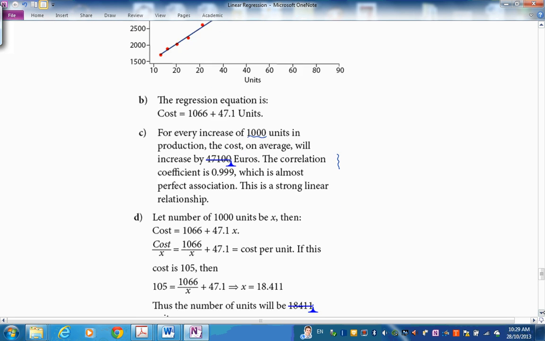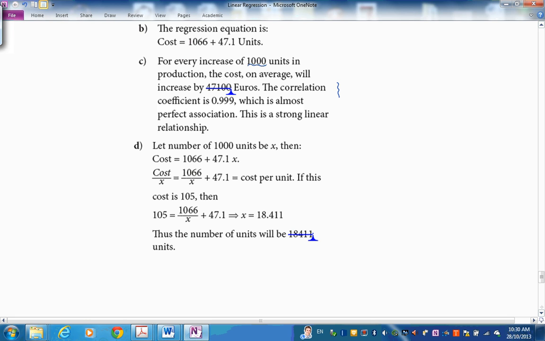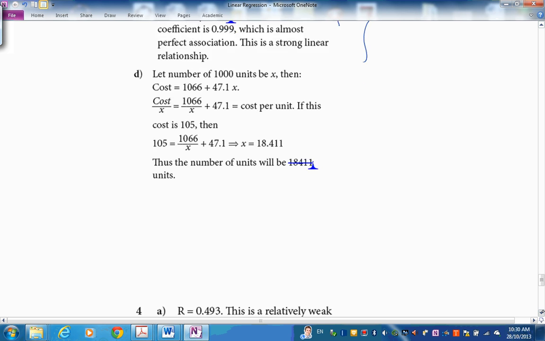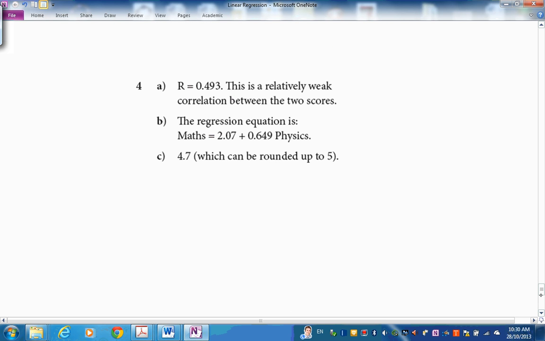Let's go down to part D of that. So yes, check this one here. Have to go back to the question. Have a look at the 1,000 units. I think that might have only been effectively 1. They were already in thousands. Don't know. Okay. Let's come down then to question 4.